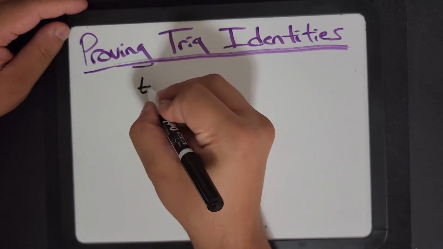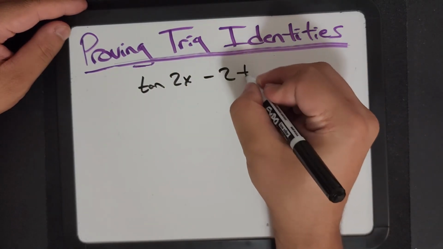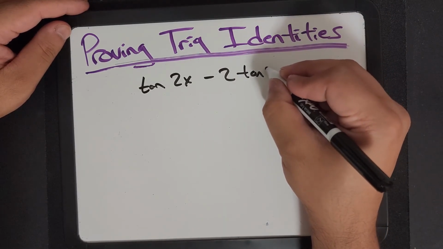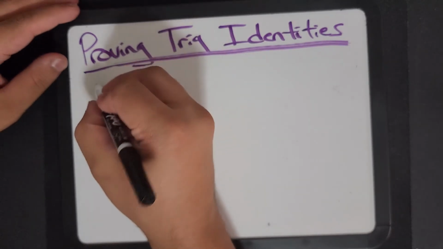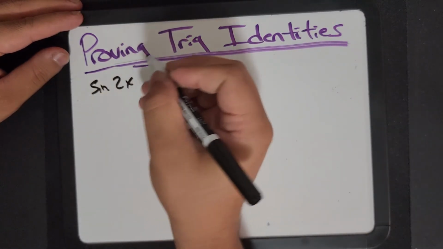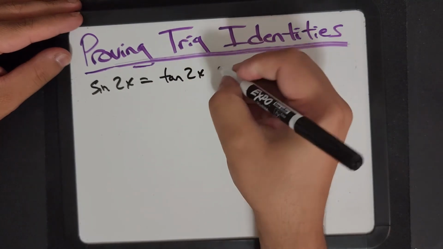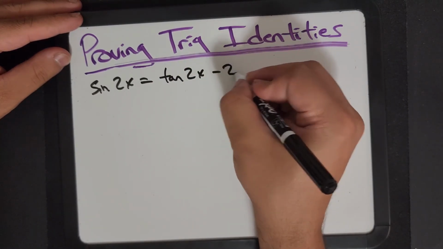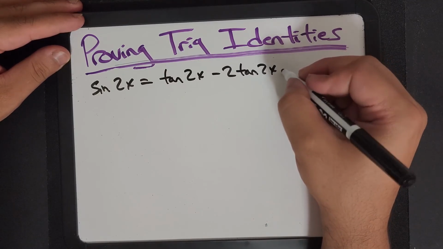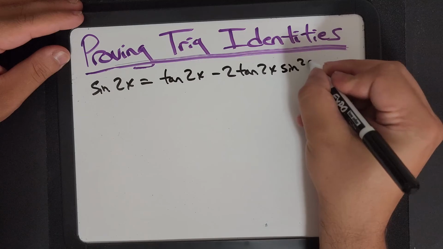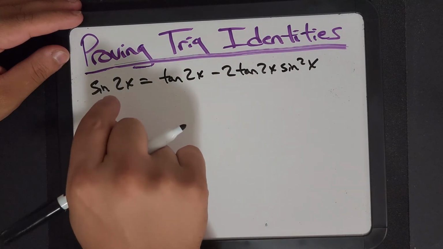Let's do one last one. Tan 2x minus 2 tan 2x sine squared x. That's kind of long, so I'll write it over here. Let's write sine 2x is equal to tan 2x minus 2 tan 2x sine squared x. So I'm going to try to take this and manipulate it into becoming that.